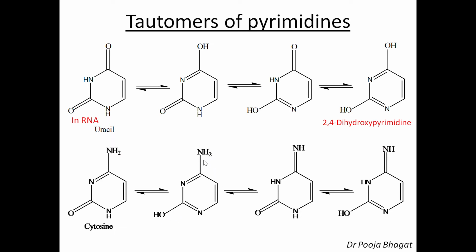Then in the third tautomer, this NH2 group is an imine group and the oxo group is as it is, while in this tautomer this is the imine form and the oxo group here is an enol group. So that means one oxoamine, then hydroxyamine, then oxoimine, then hydroxyimine. So these are the 4 tautomers.